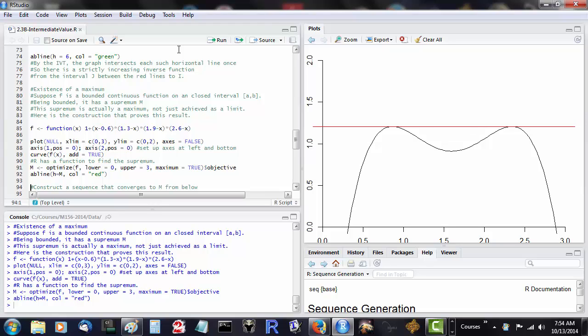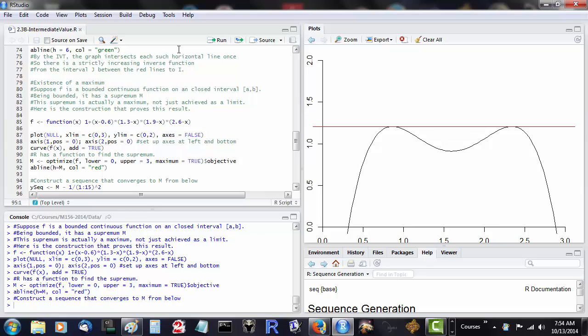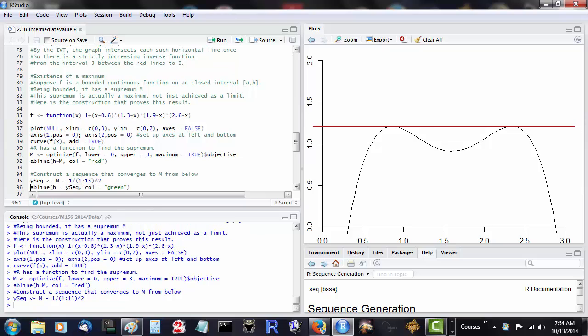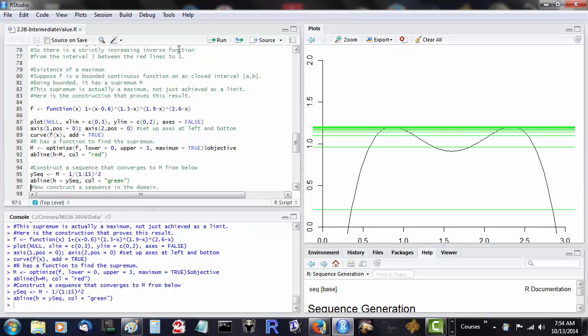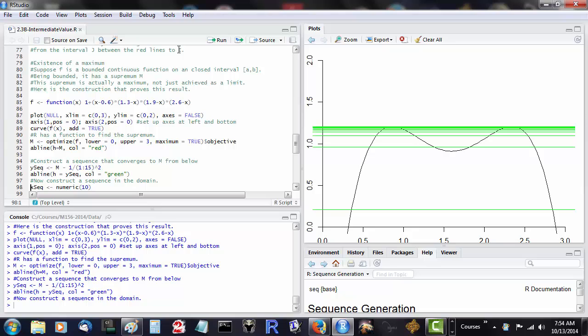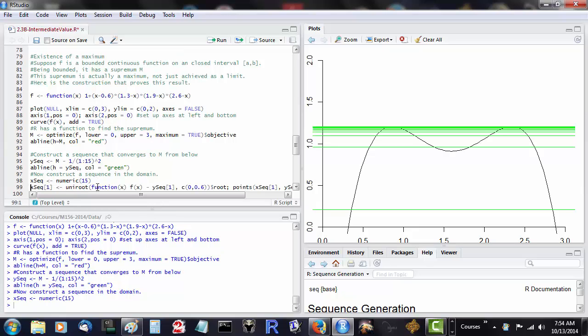Now I'm going to construct a sequence in the codomain that converges to that supremum. I chose it to look rather nice. It's m minus 1 over n squared, just 15 values plotted. And I put green lines for those 15 different values. And now I'm going to construct a sequence in the domain. I'll need 15 values there. And I'll do these one at a time.